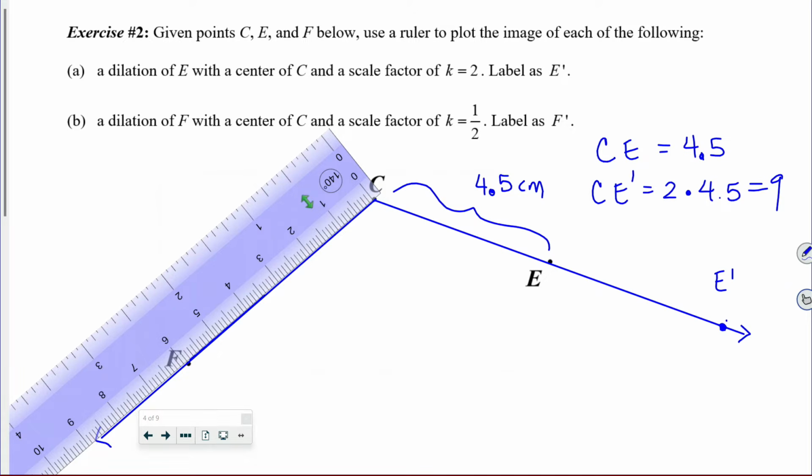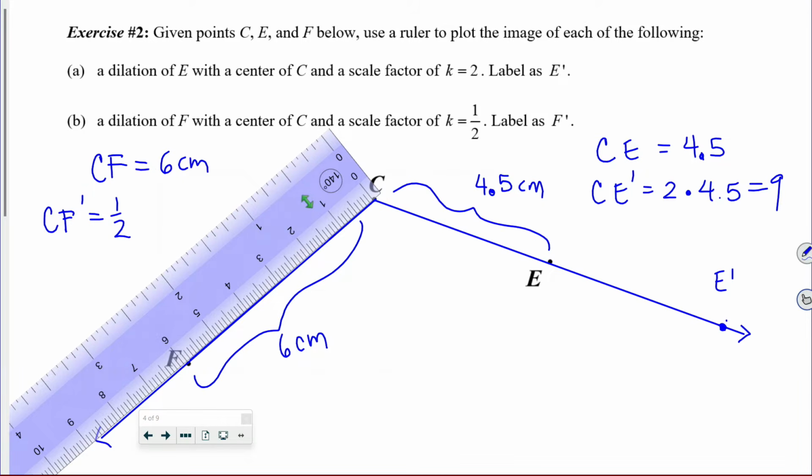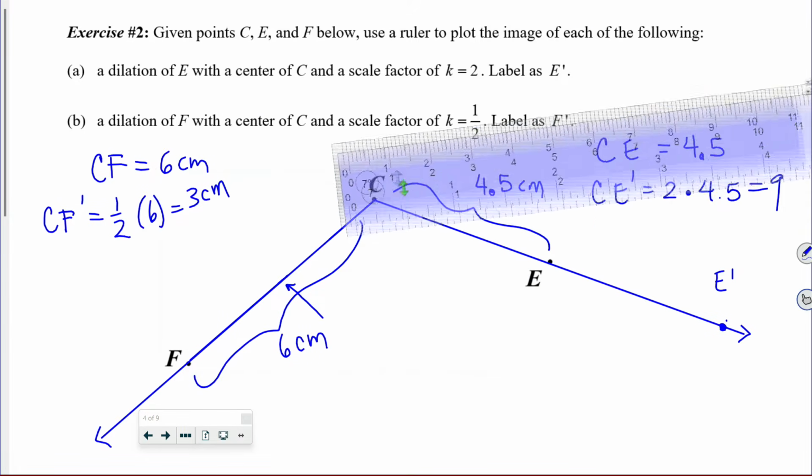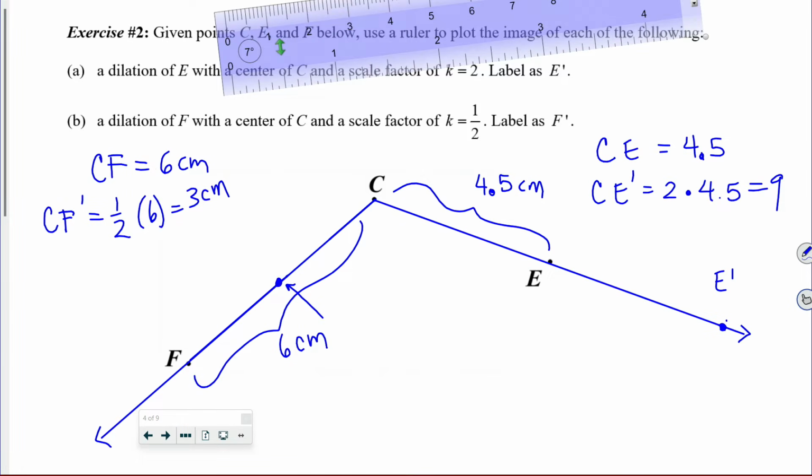Apparently I can't write at all. This looks like it's 6 centimeters. So because CF is 6 centimeters, we want CF prime to be 1/2 of 6, which is 3 centimeters, and that means it's got to be located right there. My pen is really not happy with me right now. I think it's the proximity of the ruler. So F prime has got to be right there.